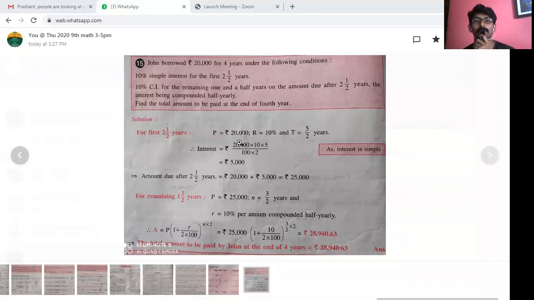So P क्या है 20,000, रेट 10%, टाइम इज 5/2 अपॉन 100. इसको जब कैलकुलेट करेंगे तो इंटरेस्ट आ जाएगा 5,000. Now that 5,000 is the interest on rupees 20,000 for the first 2.5 years.